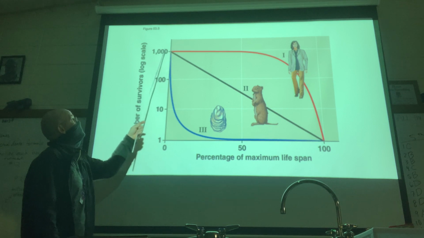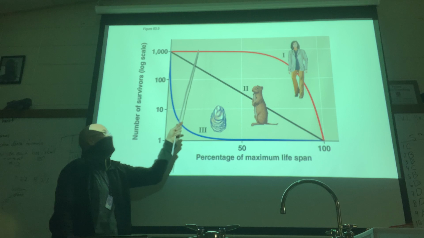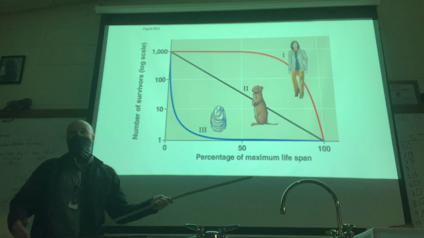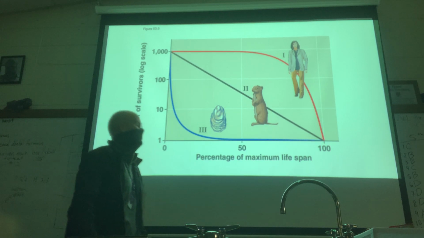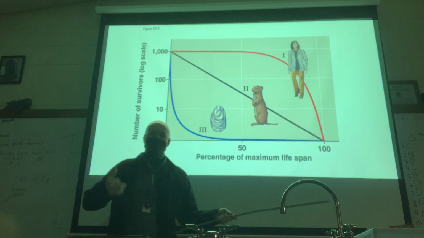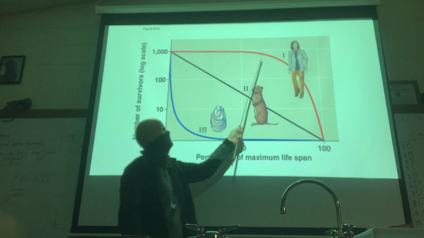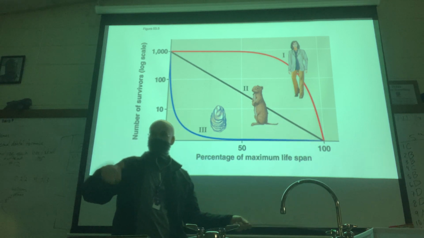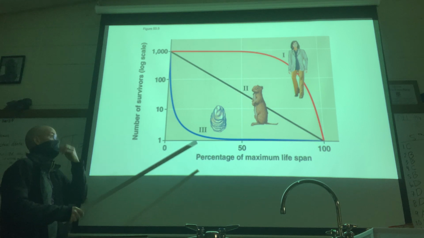So you can see here, this is basically out of 1,000, how many survivors you would have over time. On the x-axis, it's a percentage of the absolute maximum age you could be, which for humans is around 100. It's really like 120 if you want to get into world records. But it's not until much later in life that we find human death rates spike on these curves.